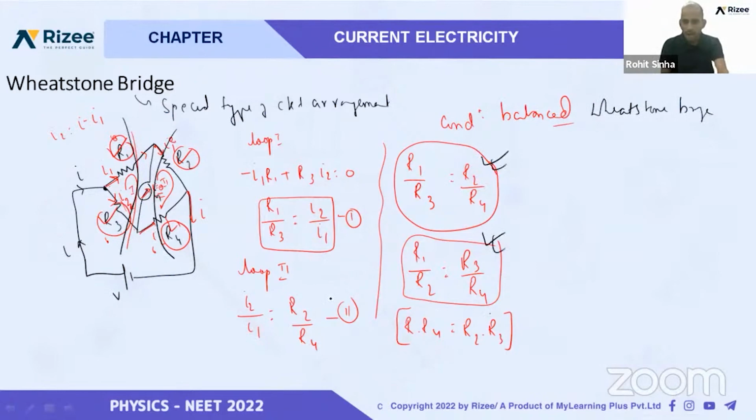Now R1 by R3, this form you should remember. Any problem? I have done it in short, skipping the derivation here. I have done it here, you can see. Similarly, I have skipped here. Any problem in this condition of balanced Wheatstone bridge? Any problem?